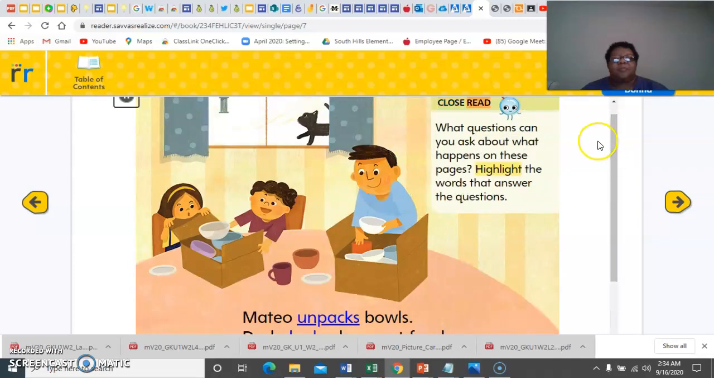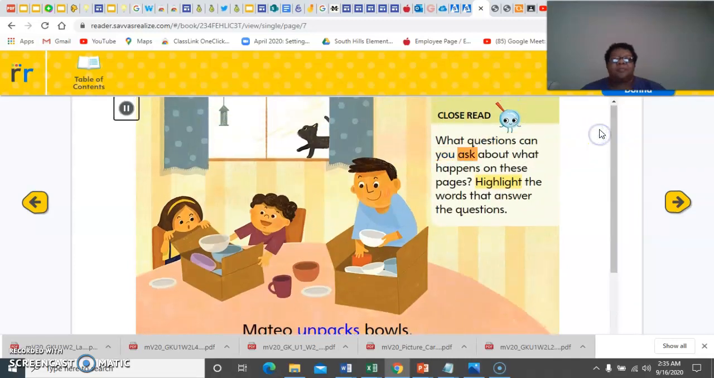Close read. What questions can you ask about what happens on these pages? Highlight the words that answer the questions.